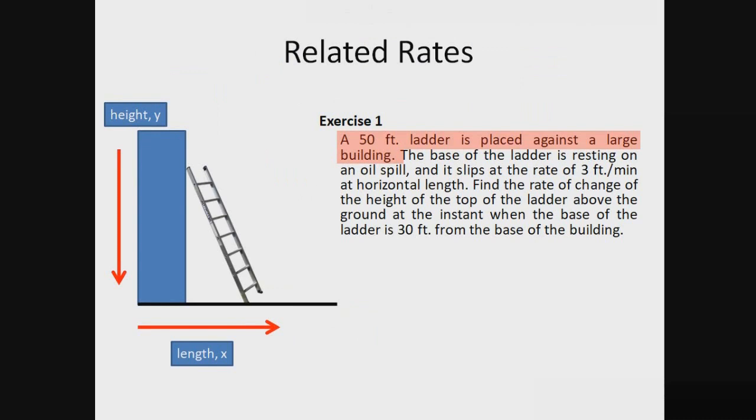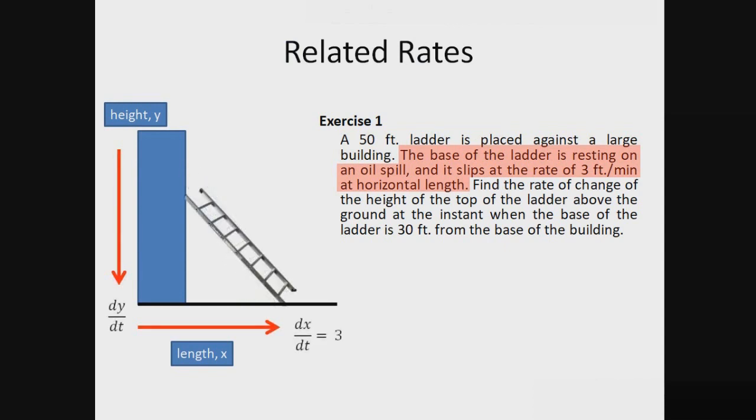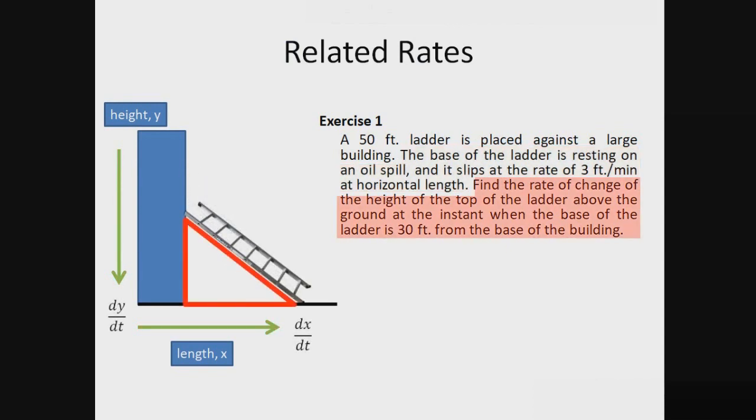Now let's go for exercise 1. A 50-feet ladder is placed against a large building. The base of the ladder is resting on an oil spill and it slips at the rate of 3 feet per minute horizontally. Find the rate of change of the height of the top of the ladder above the ground at the instant when the base of the ladder is 30 feet from the base of the building.